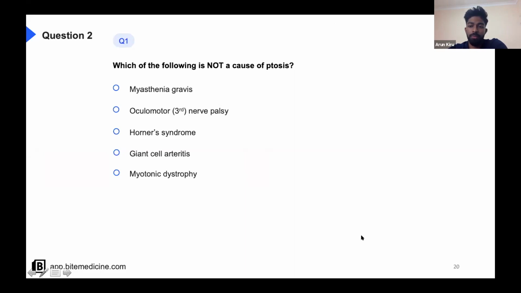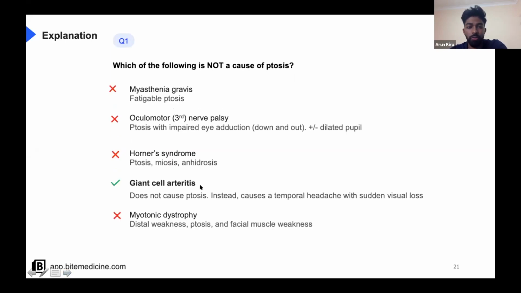And stop there. Okay, so most of you have gone for giant cell arteritis. A few of you have gone for myotonic dystrophy. We've got Horner syndrome, third nerve palsy, and myasthenia. So well done. The correct answer here is giant cell arteritis. Let's go through it. Myasthenia gravis does cause fatigable ptosis. So myasthenia gravis is all about fatigability. So basically your muscles get more tired as you do repetitive movements. So towards the end of the day, you normally get ptosis.